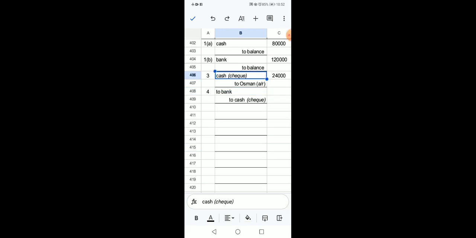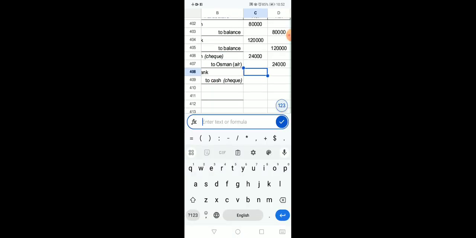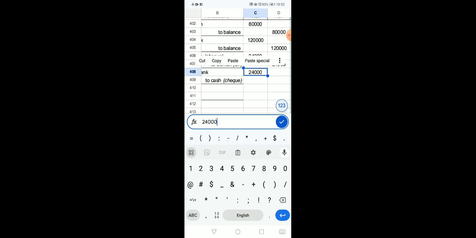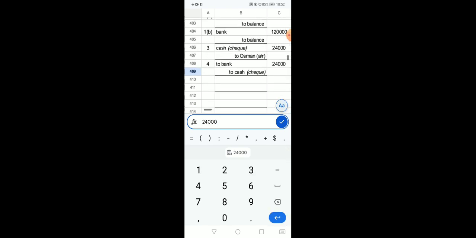The check you had received earlier was of 24,000 and you are depositing the same check into the bank. It means the amount would be the same, and you will post 24,000 on the debit side of this transaction and the same amount you will be posting on the credit side. In this way, entry number 4 is completed. Let's see what is next for us, and that is entry number 8.